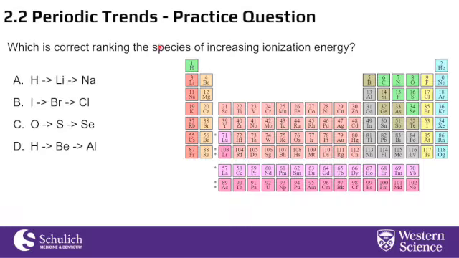So the first thing I would do here is go through the question and pick out the key terms. Which is the correct ranking of the species in increasing ionization energy? I think the last three terms here are the most important. We know that increasing means from smallest to largest, and then we have to go back and remember either the definition or the trend with ionization energy.